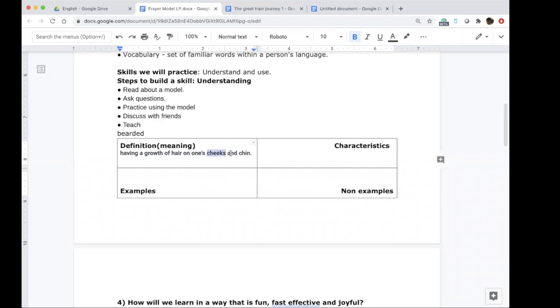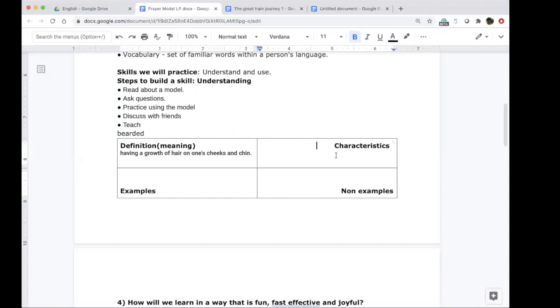So in the first box, what am I doing? I'm just filling up the definition of the word bearded. Did everyone understand what is the definition of the word bearded? It's the hair that is present on one's cheeks and chin. Did everyone understand the meaning? If you have any question, raise your hand. Yes, sir, I understand. Okay, sounds good. If you did not understand, please raise your hand and ask a question. Okay, I'm guessing everyone understood.